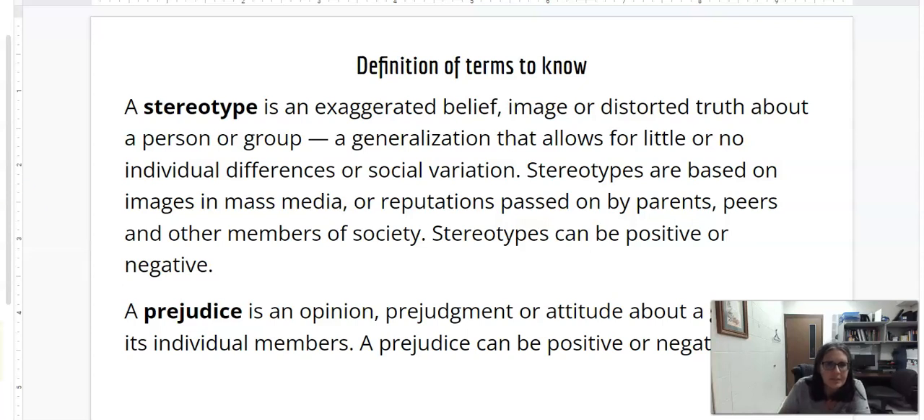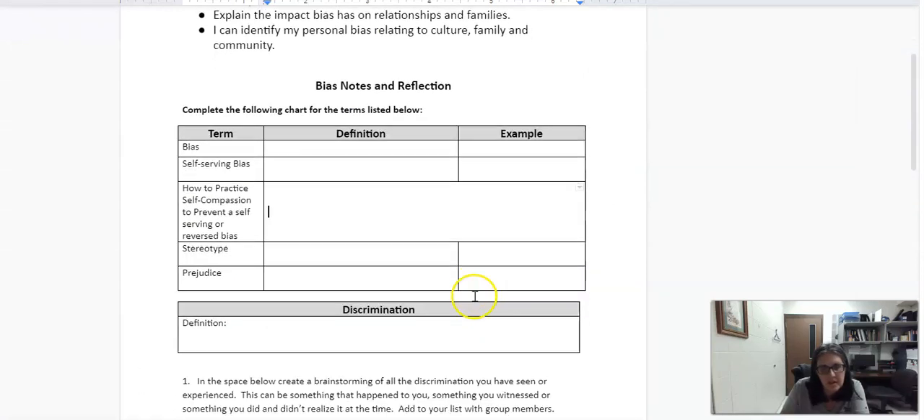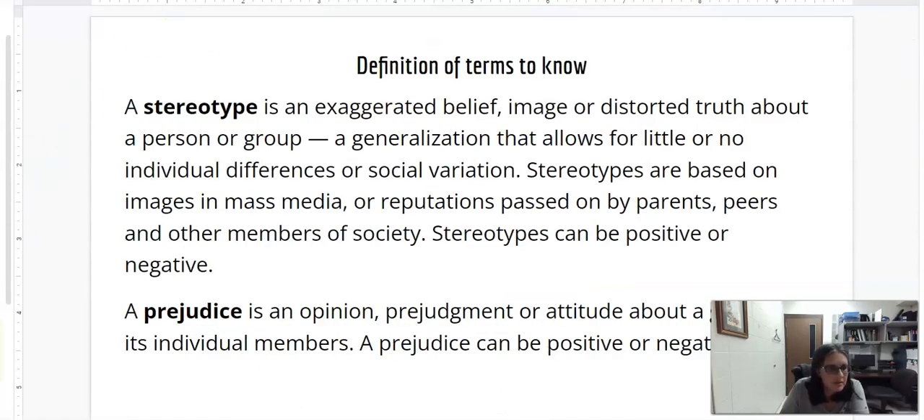And then, looking at prejudice, they really tie closely together. A prejudice is an opinion, prejudgment, or attitude about a group or its individual members. It can be positive or negative, but it's more of an individual opinion that we usually consider even more harmful. They're almost used interchangeably, but prejudice can be about an individual member a little bit more. Okay, again, they look very much the same. It's okay if you have really similar definitions and examples for that, because they are very, very similar.